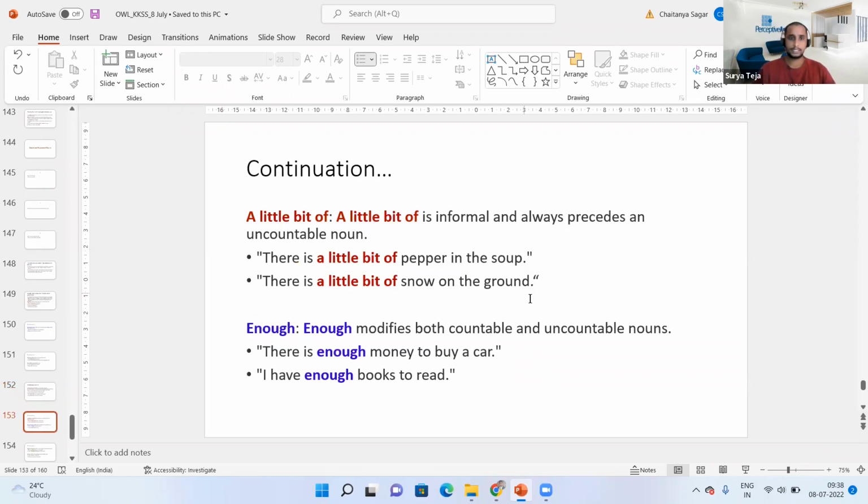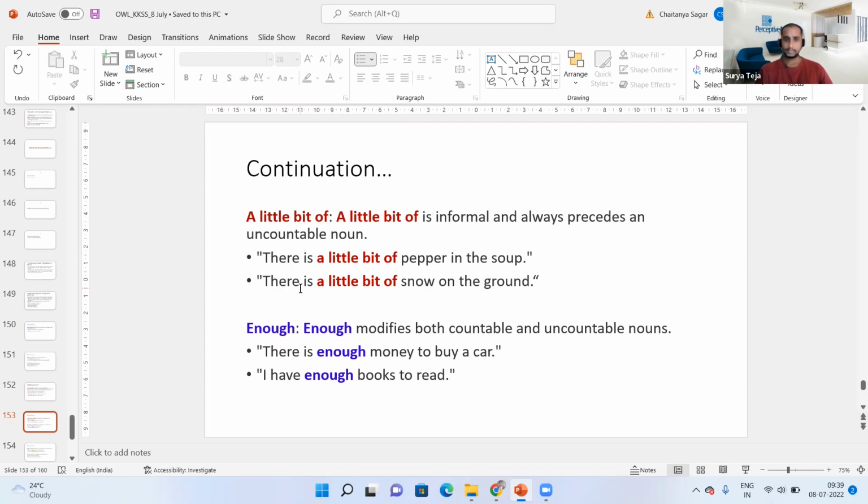There are certain other things like a little bit. A little bit is always used for an uncountable noun and it always precedes the noun. If you see the example here, there is a little bit of pepper in the soup. Pepper is the noun here, and pepper is not measured. Here we are not saying it in grams or kgs or any other terms, or two glasses or three cups of pepper. We're just saying pepper, and pepper in general is not measured. It is an uncountable noun, so we cannot express it in plural form. That is why a little bit is used.